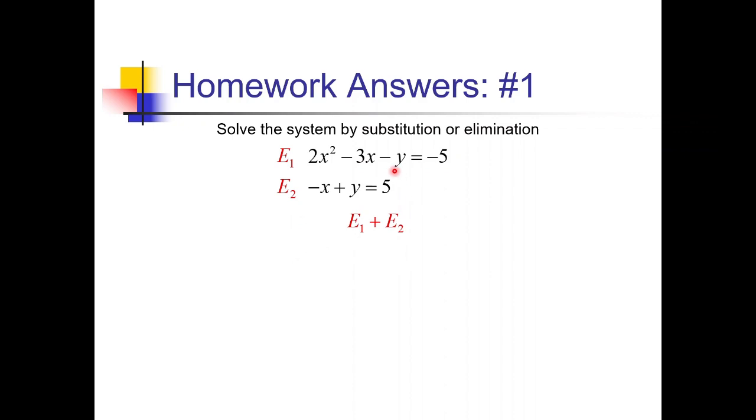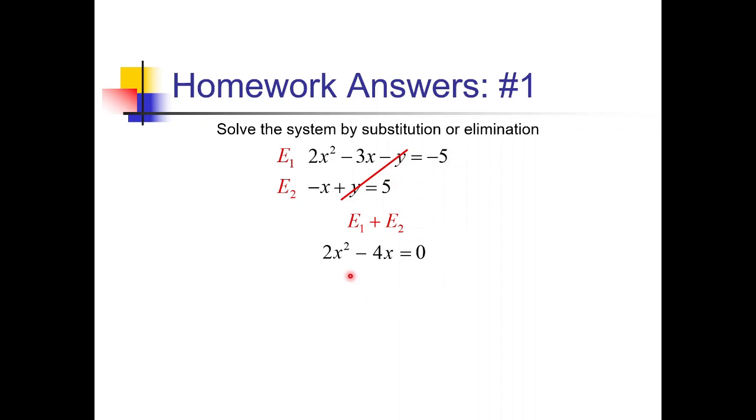So I've got, let's see here, the y's are going to cancel. That was why I did this. And then adding up whatever's left over on each side, this 2x squared has nothing to get added with, so it just stays the way it is. Negative 3x plus negative x is negative 4x. And then on the other side we have negative 5 and 5 giving us 0.